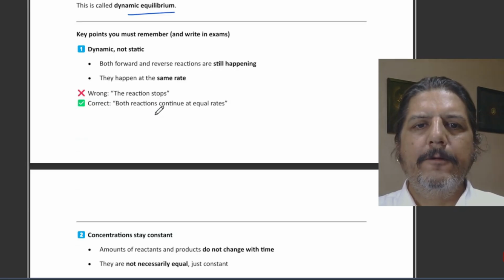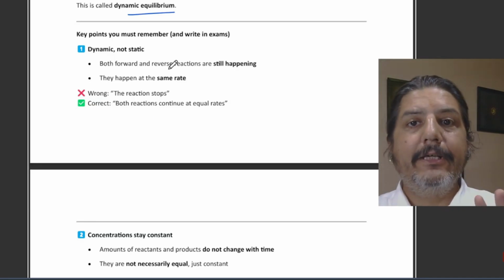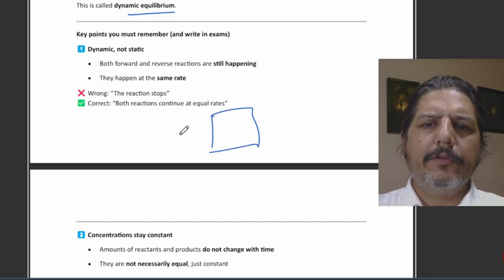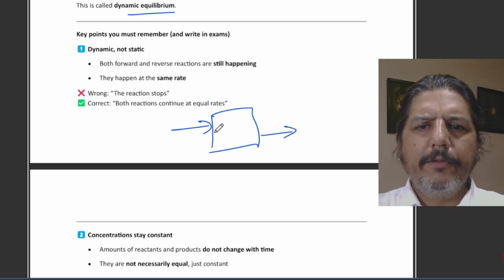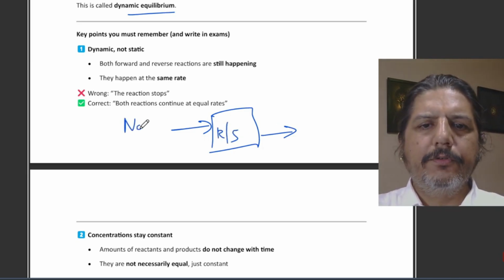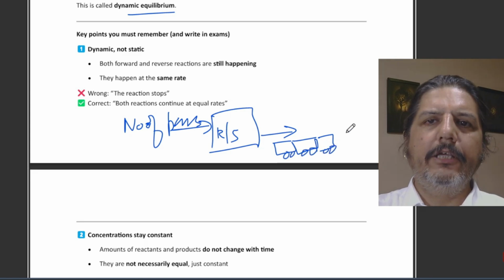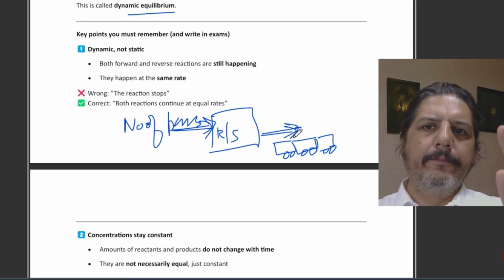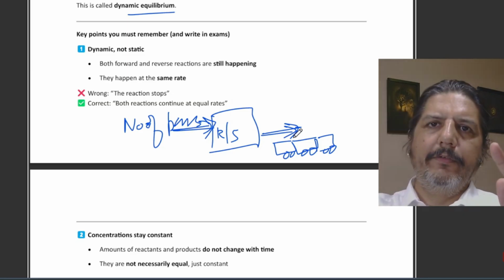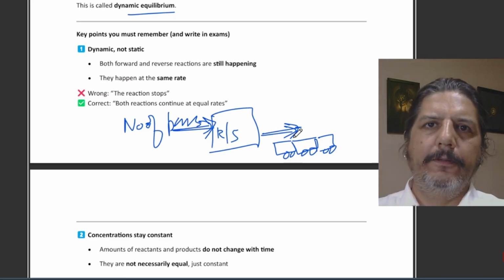Hope this is making sense. So it's not a static thing. Forward and reverse are happening, but both are happening at the same rate. Just to take an example, at a railway station, the number of passengers who are entering and the number of people who are leaving on trains is equal. So during the day, you'll have a stream of passengers coming, and during the day there will be a stream of passengers leaving. So it's not a static situation. It's a dynamic situation.